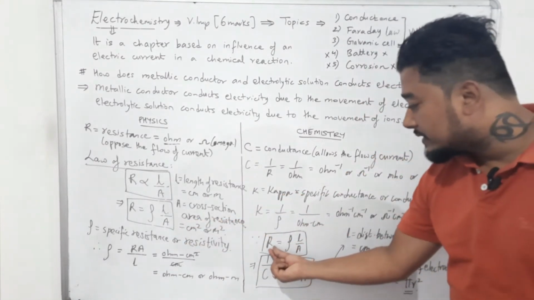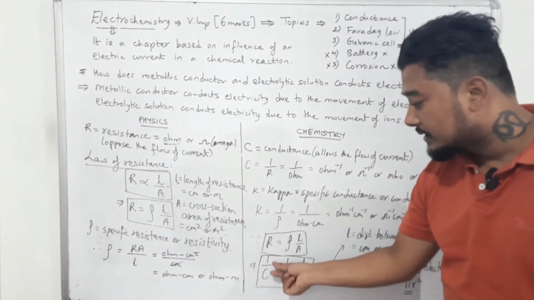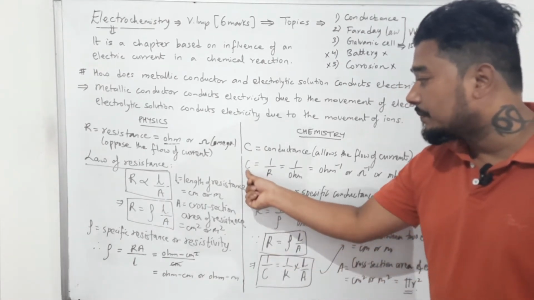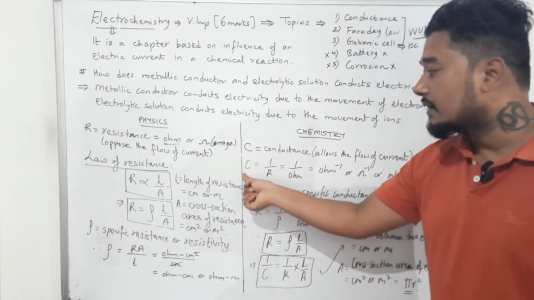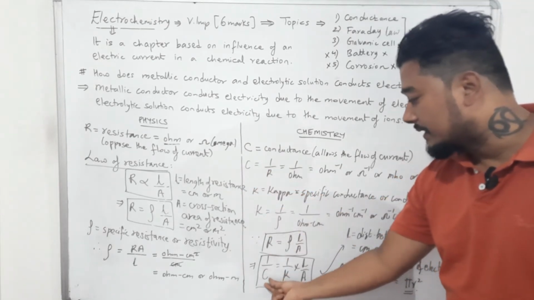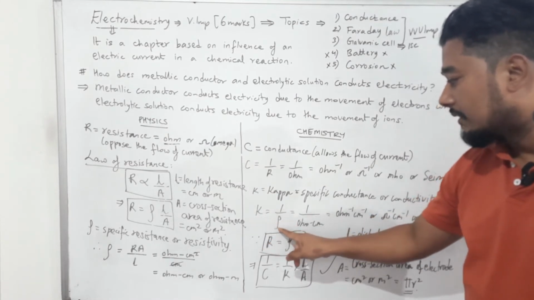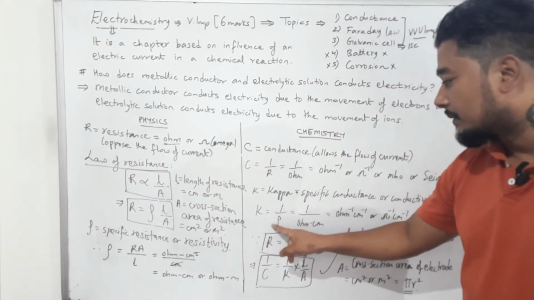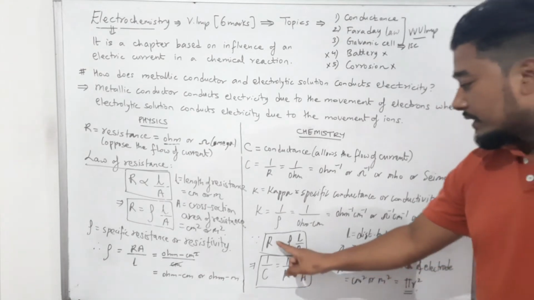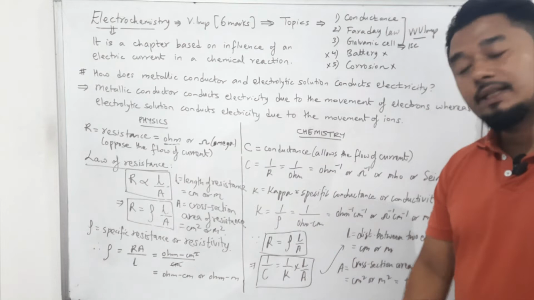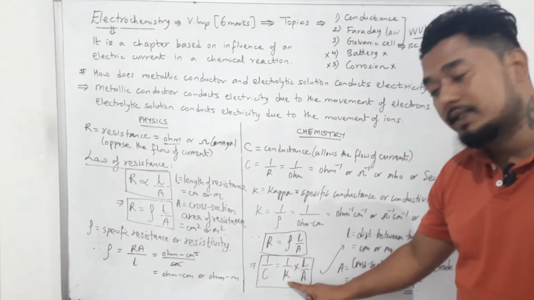Now you know that resistance is the opposite of conductance. So the reciprocal of resistance is what? Conductance. So if you keep this R up and this C down, R will be equal to 1 upon C, that I am writing here. And similarly rho, if I keep this rho up and bring this down, rho will become 1 upon kappa, that I wrote here. So resistance can be written as 1 upon conductance and resistivity can be written as 1 upon conductivity.